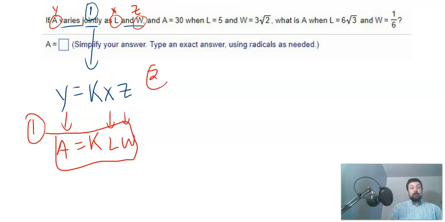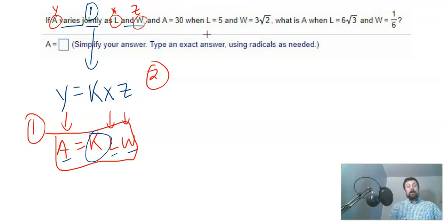Level 2 is to find out the value of the constant k. And to do that, we need to plug some numbers in for all of the variables in the formula. So we have to know all of them, A, L, and W, simultaneously. So we need to know one instance of having the values of A, L, and W at the same time.